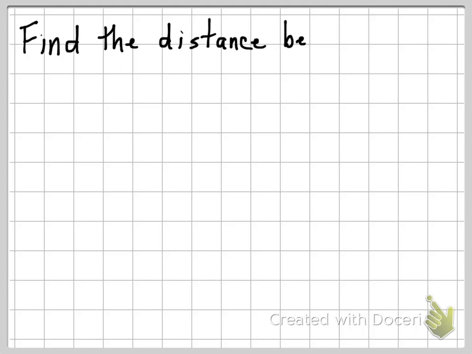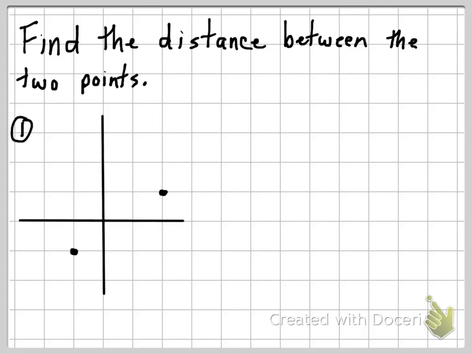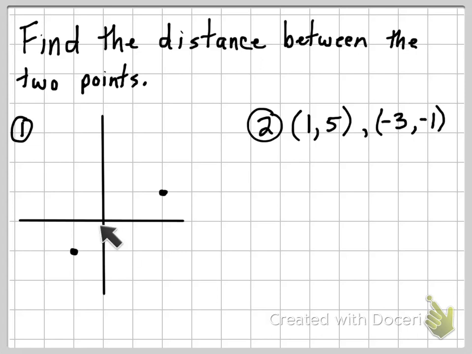Which is what we're going to be doing now. You're going to find the distance between the 2 points. For the first one, you're given the actual coordinate grid and the 2 points are located. For the second one, you're given only the coordinates. You need to find the distance between the 2 points for each problem.